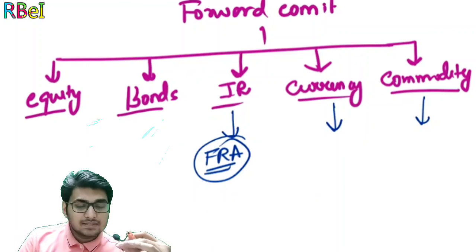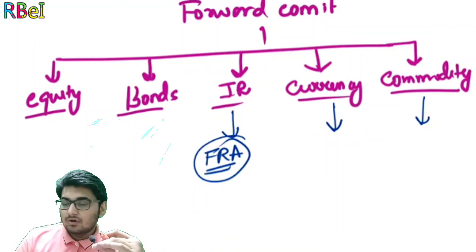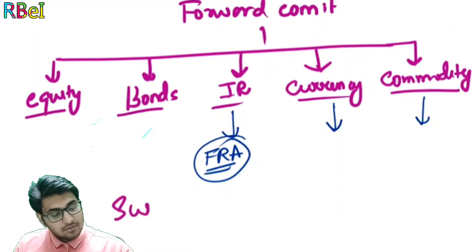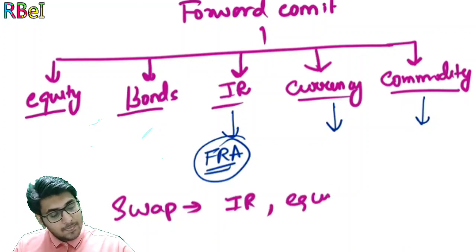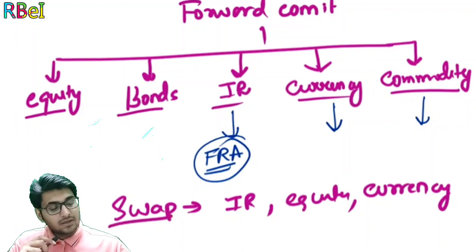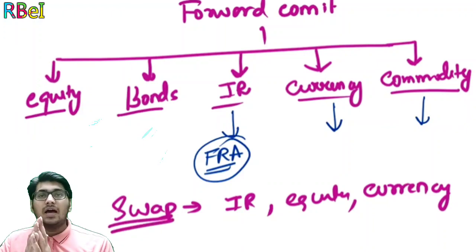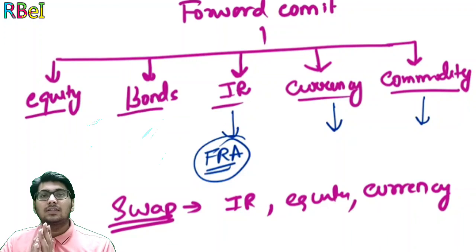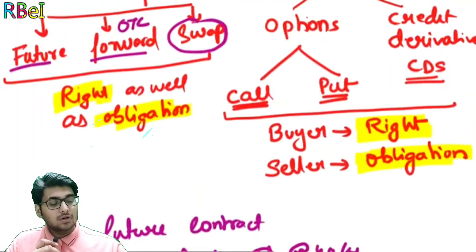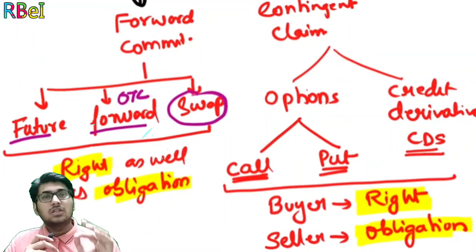So with respect to forwards, futures and swap, we need to understand how these different asset classes are going to work. Clear? Now with respect to swap, you can write it down over here. With respect to swap, our focus is going to be on interest rate, equity and currency. These are going to be the focus. So over here I have given you a brief introduction of what we are going to study, and the pure focus will be on futures, forwards and swap.